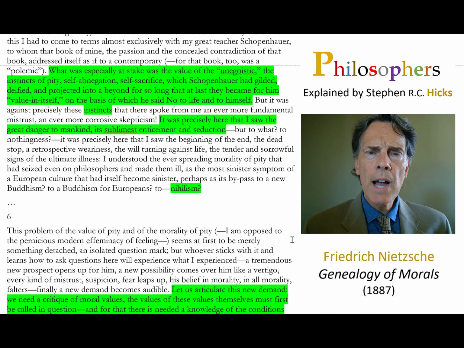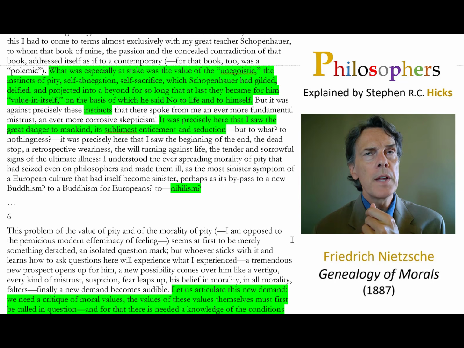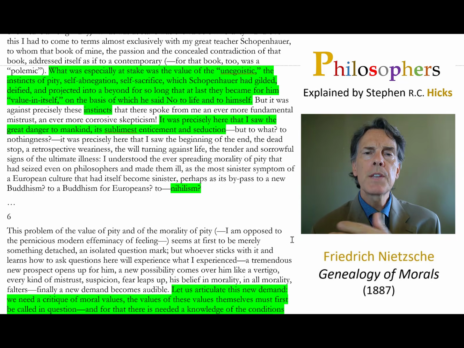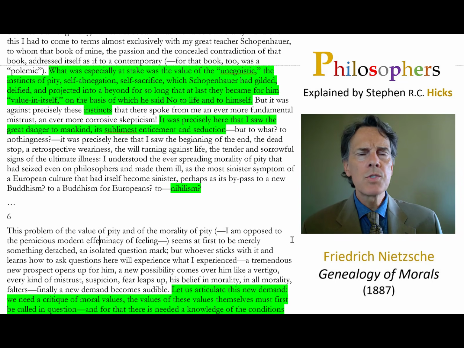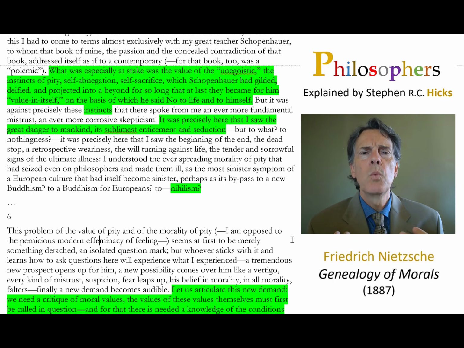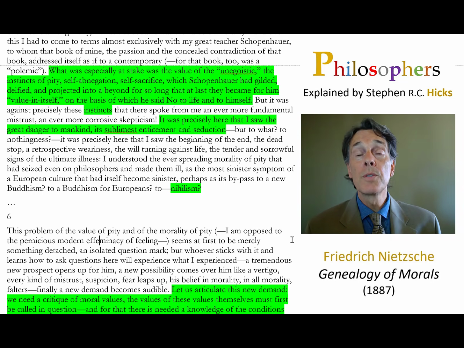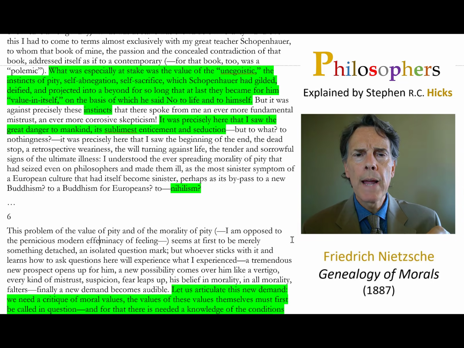He then singles out what he takes to be a prevalent and worrisomely prevalent moral code, a moral code that takes for granted, more or less, that egoism is bad, that it's wrong to be selfish, to be self-interested, and so forth, and that the opposite of that, the unegoistic, the instinct of pity, feeling sorry for people, self-abnegation, being willing to lessen oneself, to bear privations, self-sacrifice, which Schopenhauer had gilded.